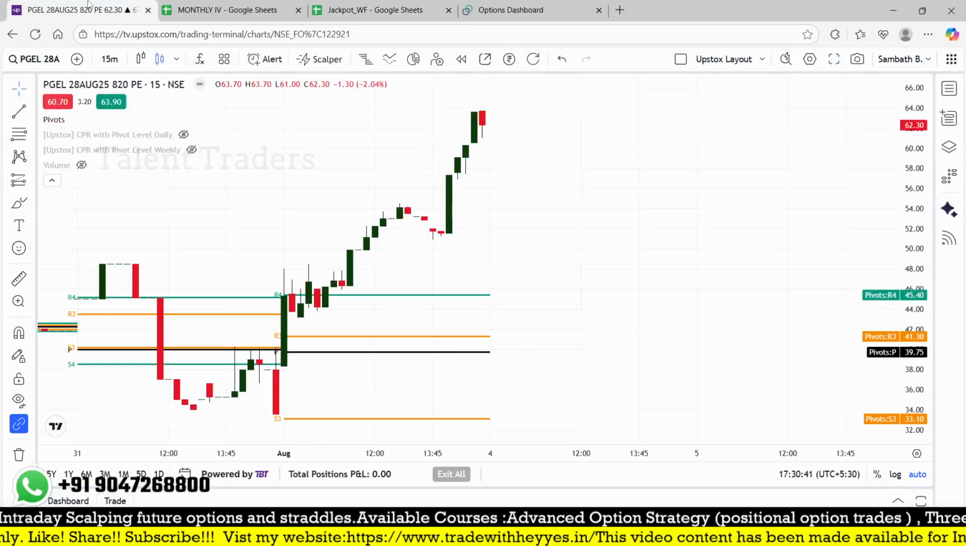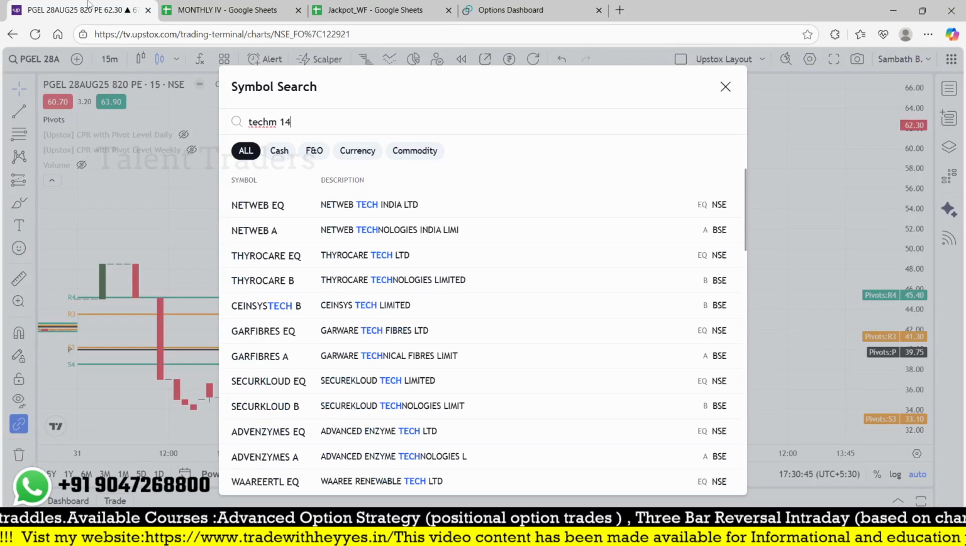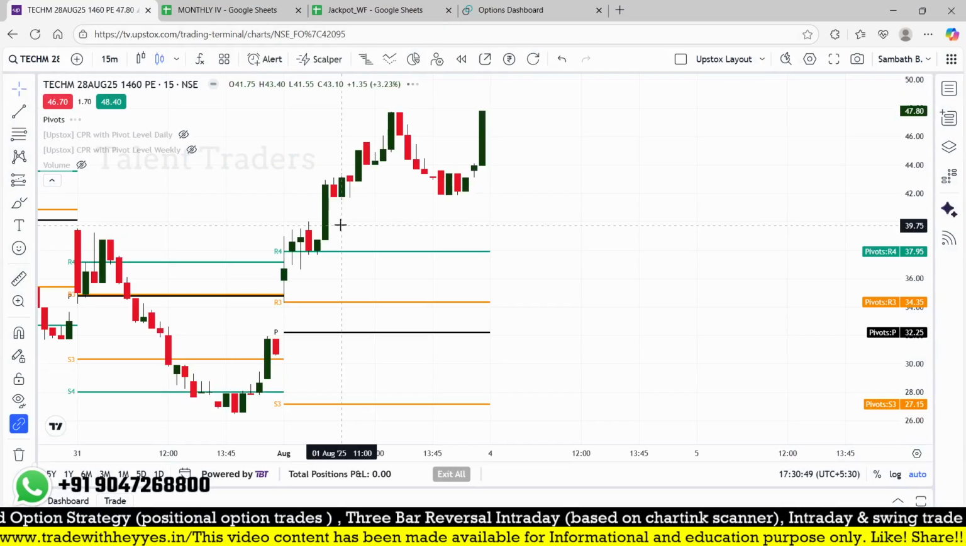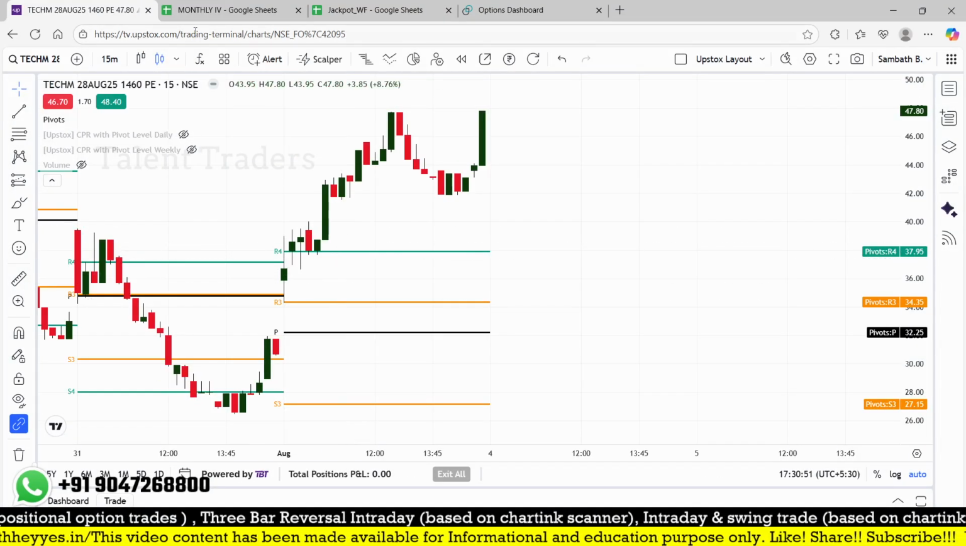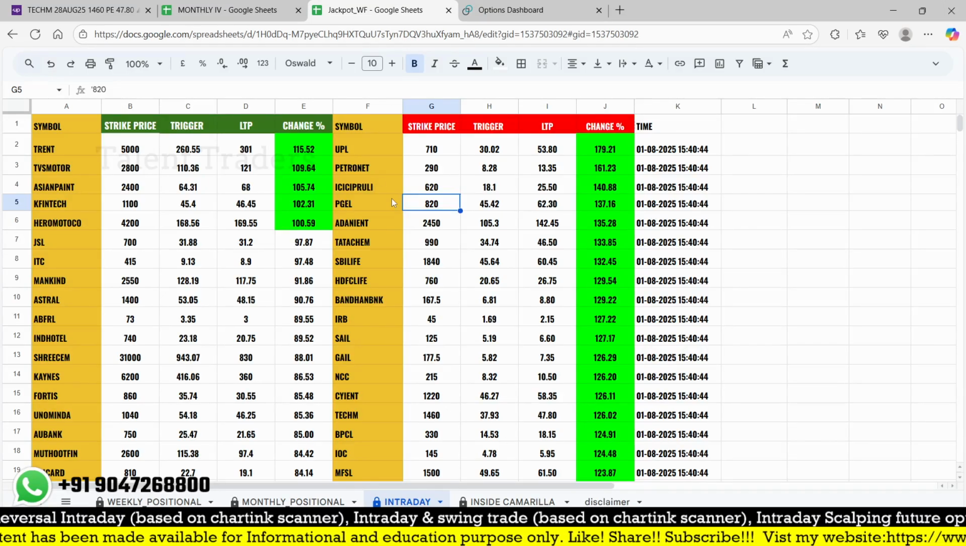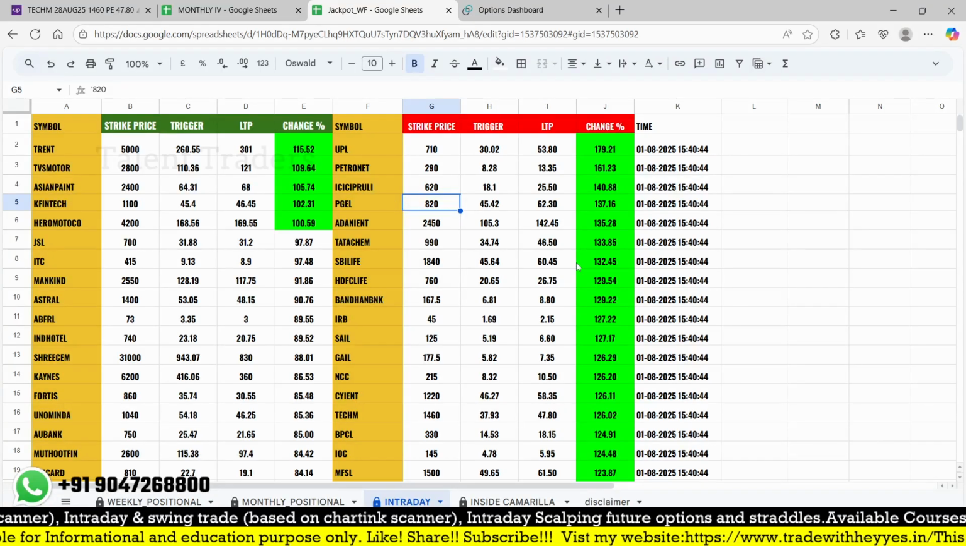Take M1460. The breakout should be the first time, it should not have happened in the day before 9:15. So this is also a first candle breakout. Simply ignore. Our job is to find the stock which never breaks the R4 in the first 15 minutes candle. That's the only criteria and condition.